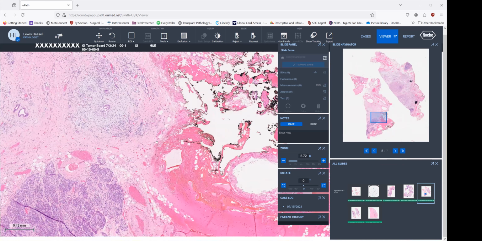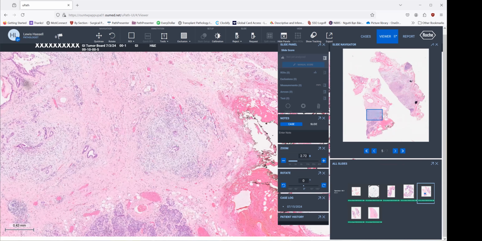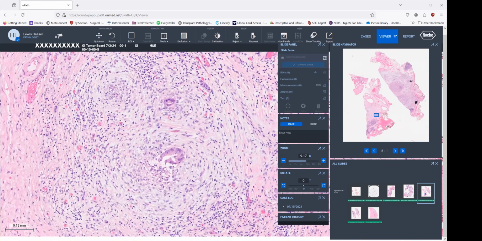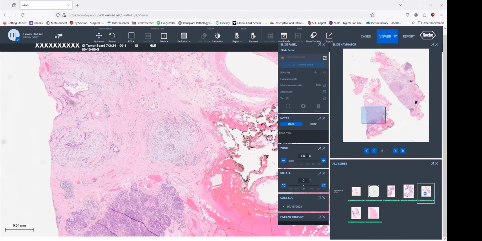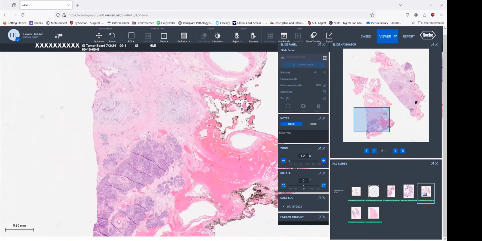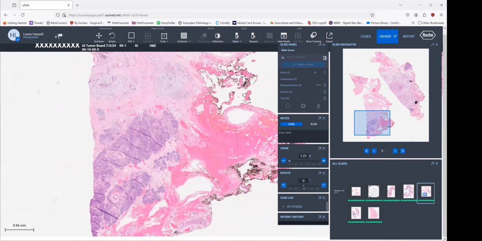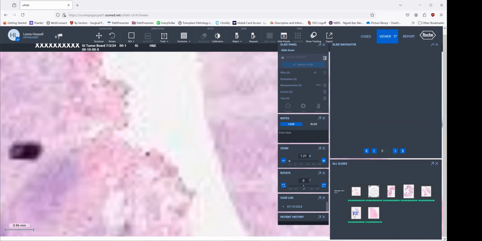As you can see, we have some tumor here fairly close to the black ink. This is the tumor there. And this is one of the sections that was performed with frozen section. I'll give you another example here. We'll go to this case over here.